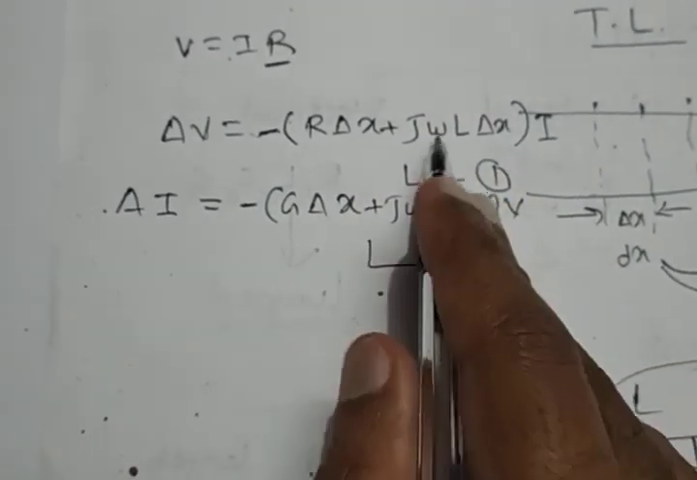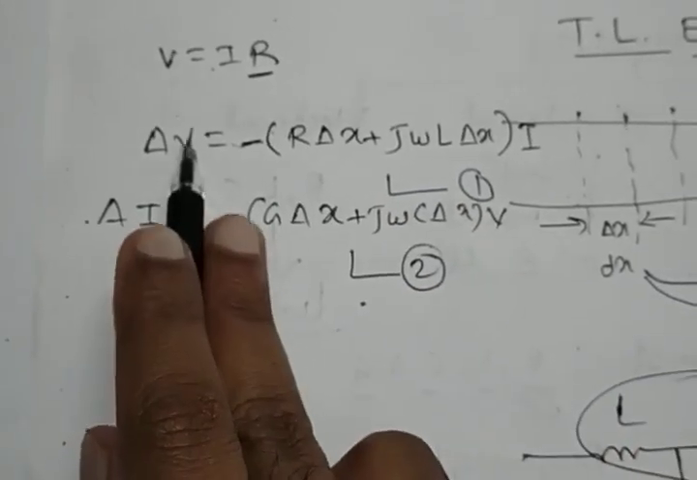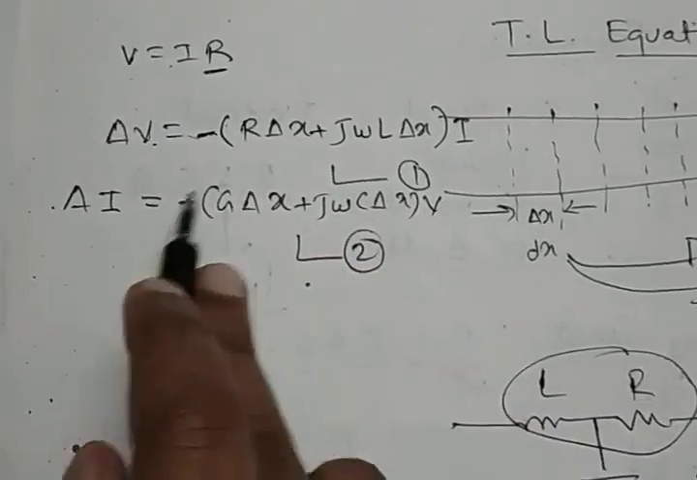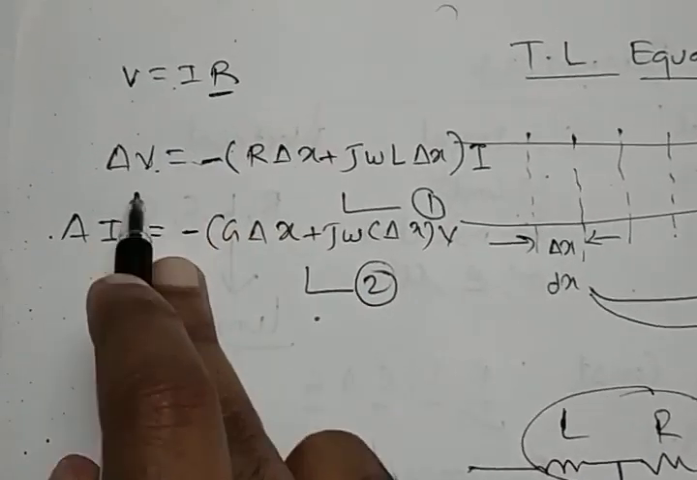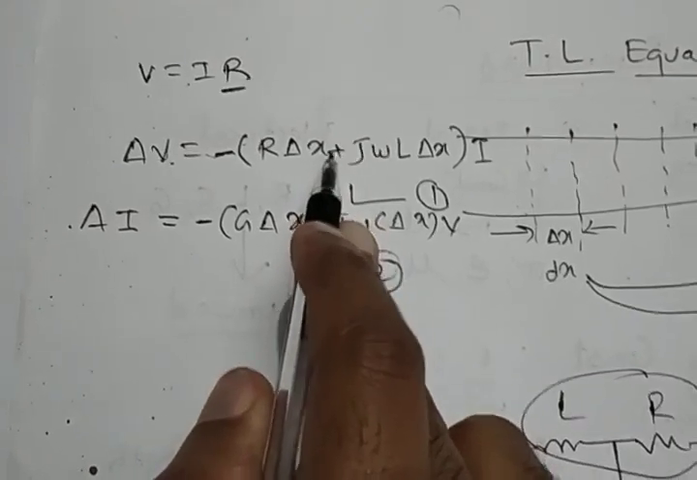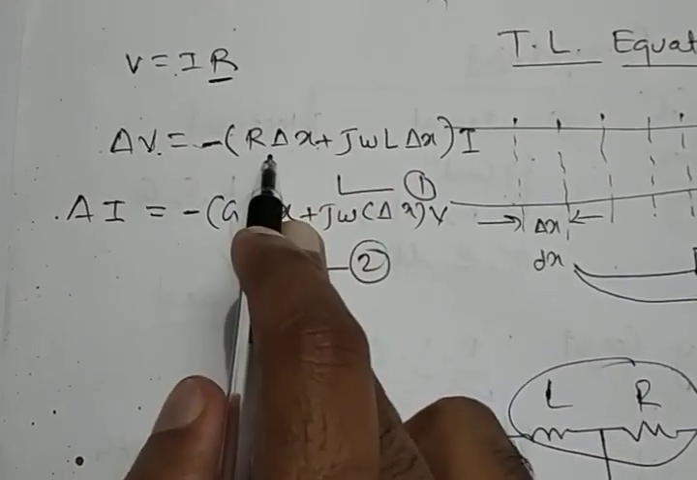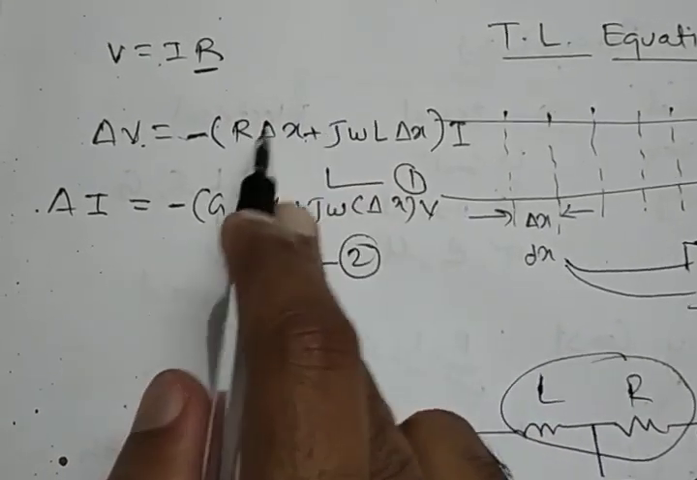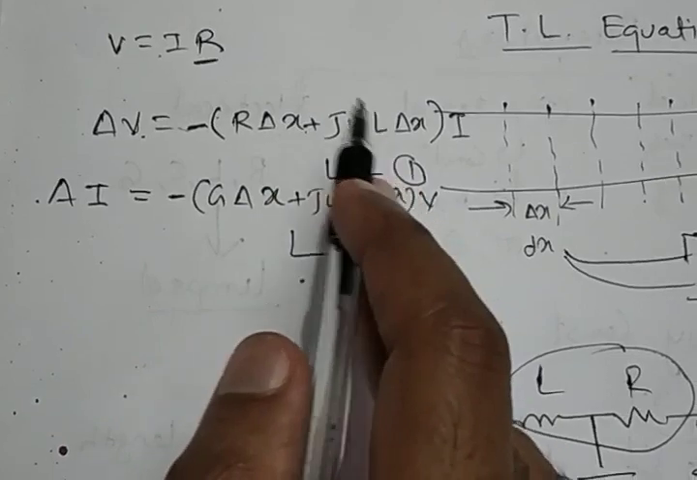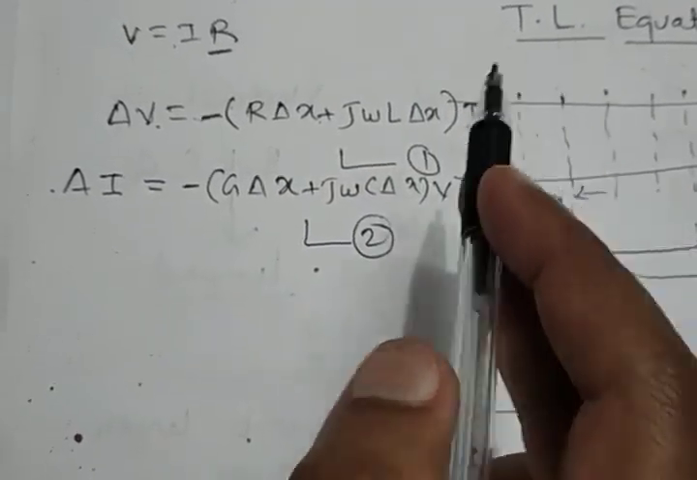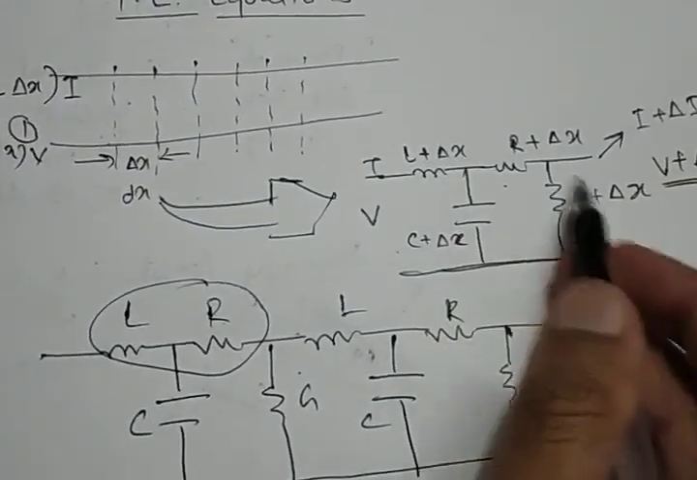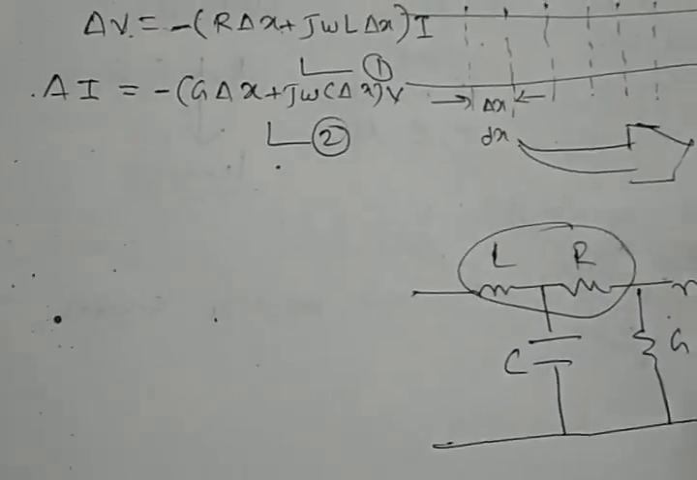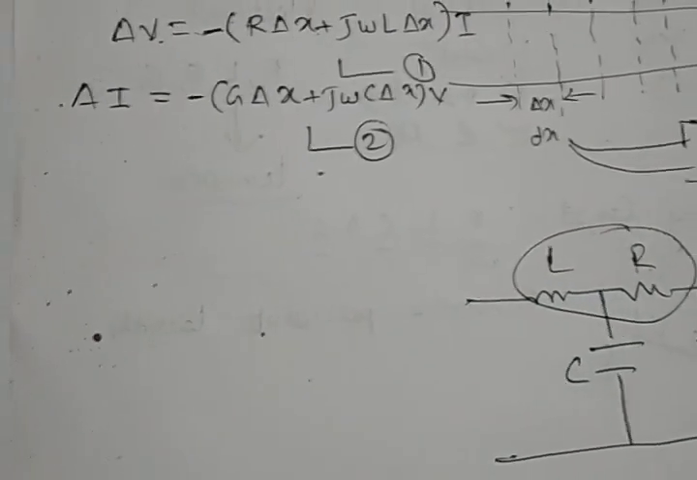They are mutual relations, giving the relation between I and V. They ultimately satisfy Ohm's law, like V is equal to I into R, where R is because of the total resistance and the inductive element. The negative sign indicates that there is less current or less voltage at the output of one lumped element. We are talking about only one lumped element, not the entire line.